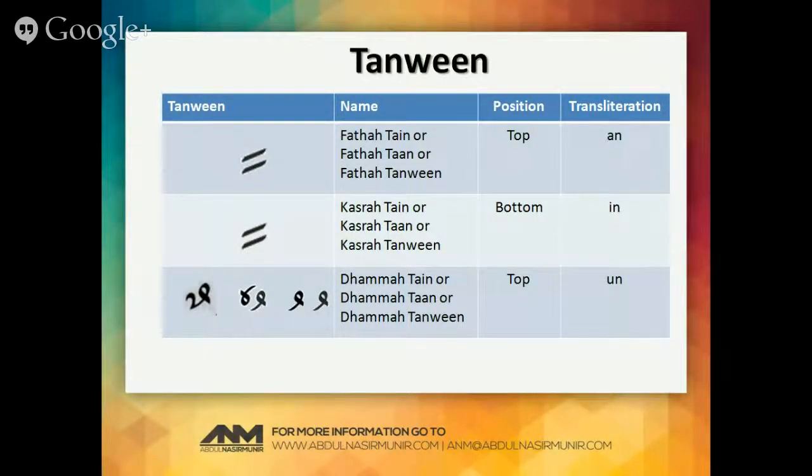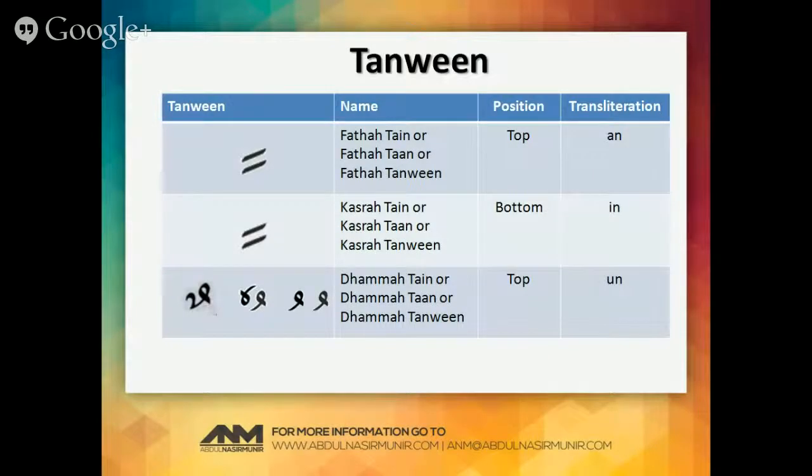Some might also call it Fathain, but inshallah we're going to stick to these three names. You can call it either. Fathatain is what I will be using throughout the lesson, inshallah. The position of this fathatain is at the top of the letter, and the sound it makes is an sound. There's an n sound in there, the noon sound. So if ba has the fathatain on top, it will be pronounced as ban.